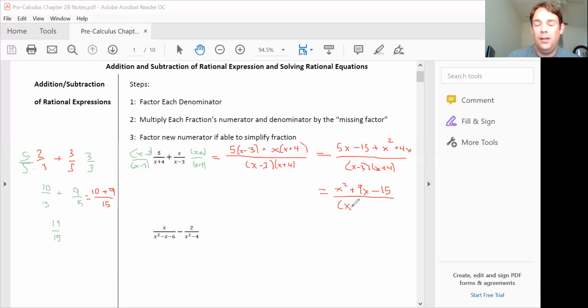Now, if I can, I'm going to look for a common factor that I can cancel out of both top and bottom to simplify this fraction even further. However, x squared plus 9x minus 15 doesn't factor. So in this case, I'd be done. That'd be it. So do me a favor, go and pause the video and see if you can go through and subtract the next fraction.